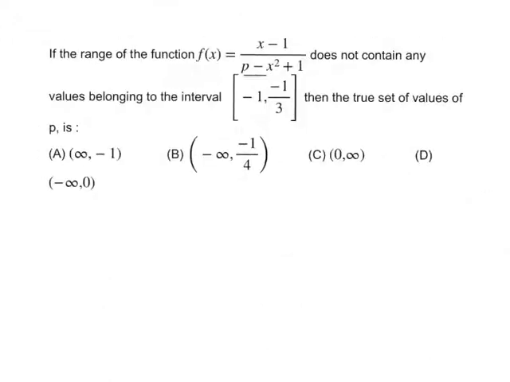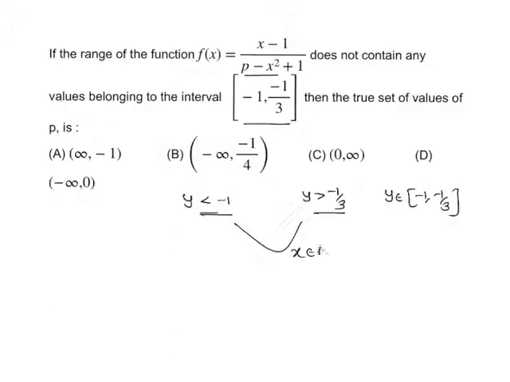Same problem we can do by a different method. What we want? y should be less than -1 or y should be greater than -1/3. If y value is in these two intervals, then y will not belong to [-1, -1/3]. So y should be less than -1 for all x belongs to R. What will we do? (x - 1)/(p - x² + 1) is less than -1. We will simplify this one: x - 1 is less than -p + x² - 1. The -1 and -1 get cancelled.